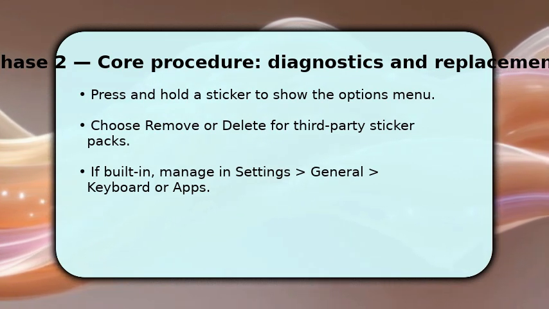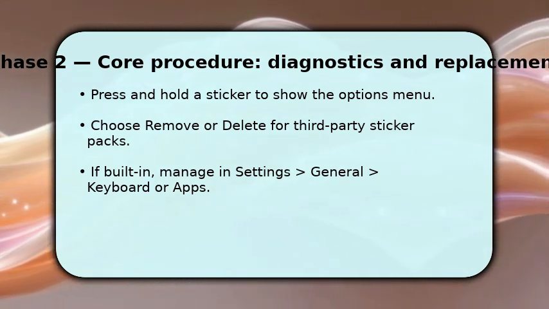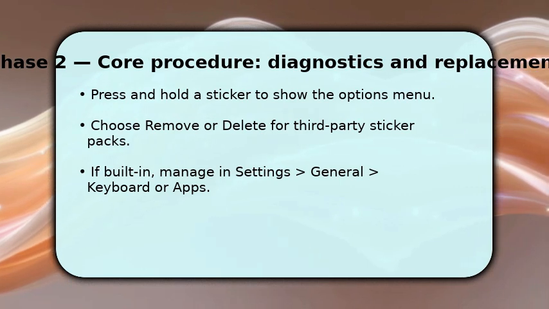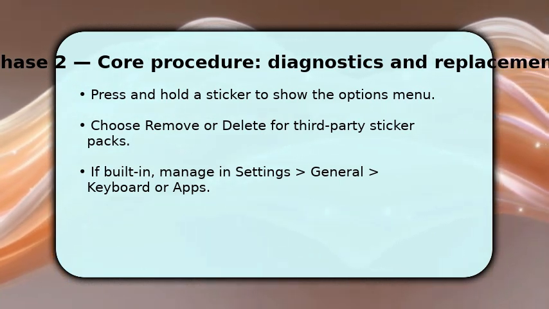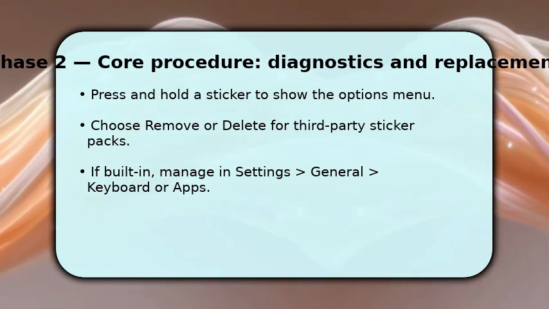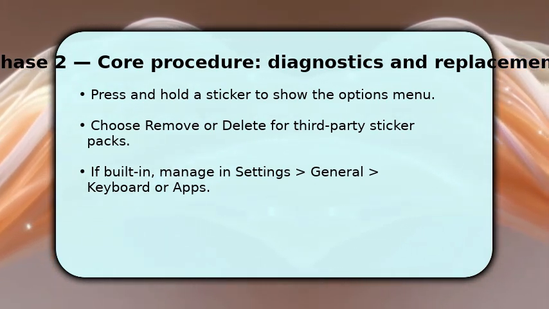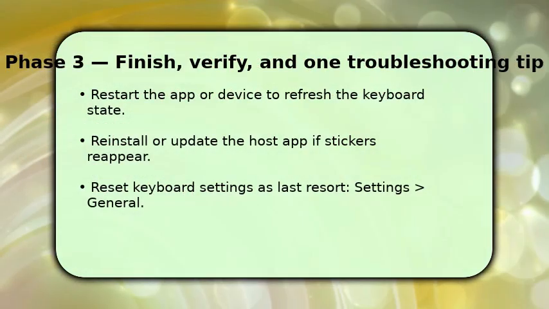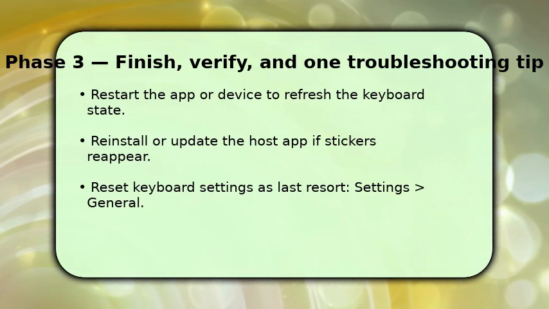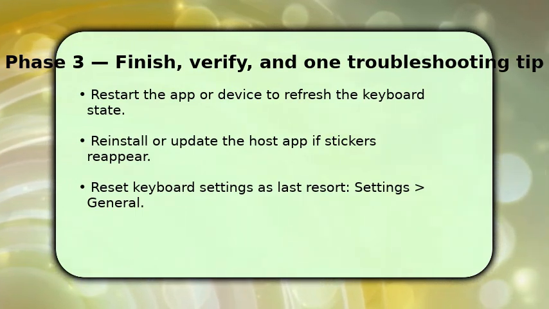Once done, if the sticker is native to iOS and no delete option appears, you'll instead open Settings, go to General and Keyboard or the Host app, and disable the keyboard extension or uninstall the app providing the sticker. Finish by restarting the messaging app. If the sticker still shows, reboot your iPhone to fully clear the keyboard cache.